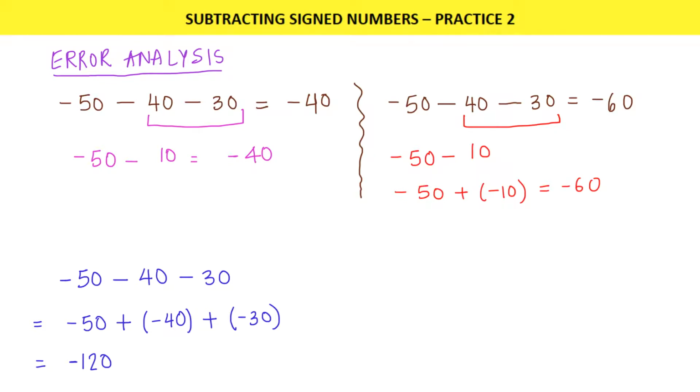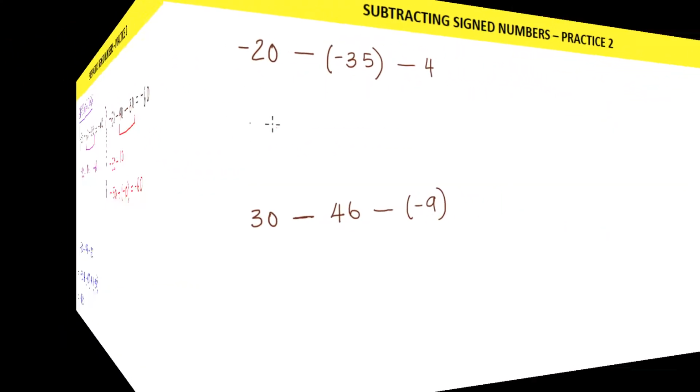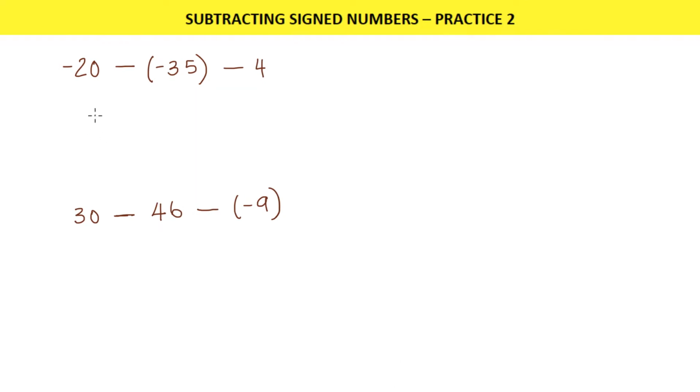Let's do two more problems similar to this one. So here is the first problem. Negative 20 minus negative 35 minus 4. What are we going to do first? We're going to rewrite this entire expression as add the opposite. So let's start doing that.